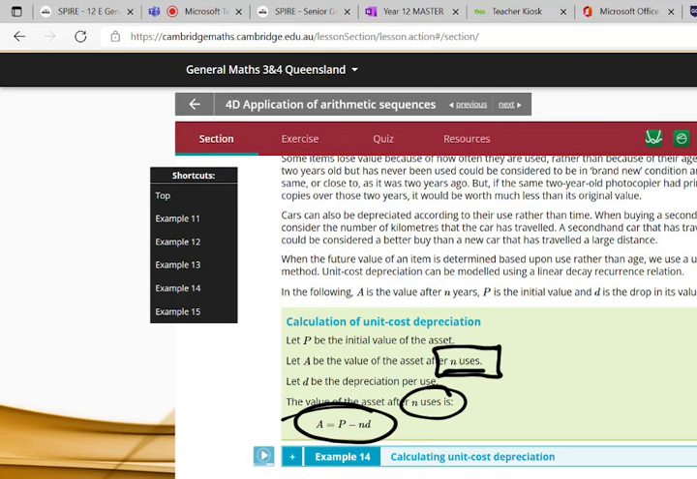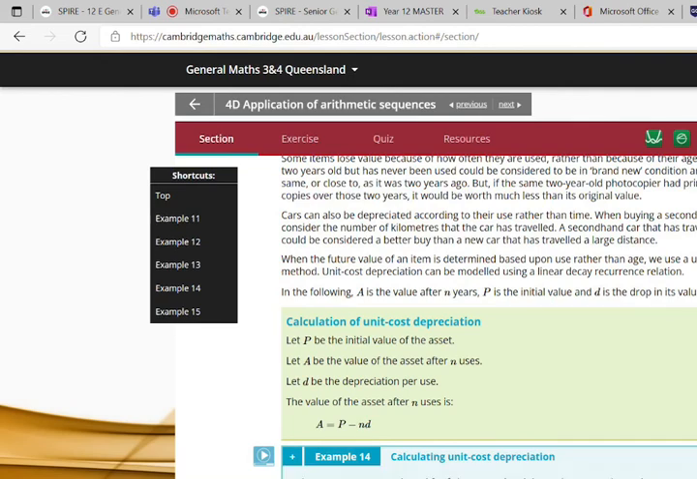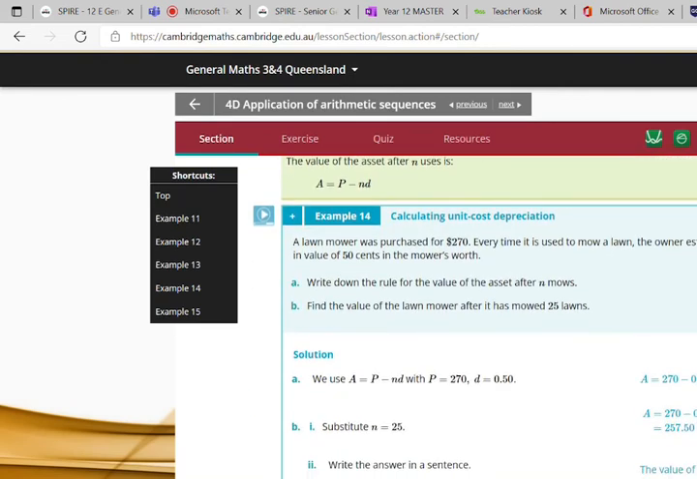Okay? Now, let's look at an example real quickly so you can see where all the numbers are coming from. A lawnmower was purchased for $270. Every time it was used to mow the lawn, the owner estimates a depreciation value of 50 cents in the mower's worth. So, even less work here because I don't have to find out how much it's going down. How much is it going down? So in this case, you're already going to be given your D, the amount of depreciation. Every use, it's going to go down by a certain amount. In this case, it goes down by 50 cents.